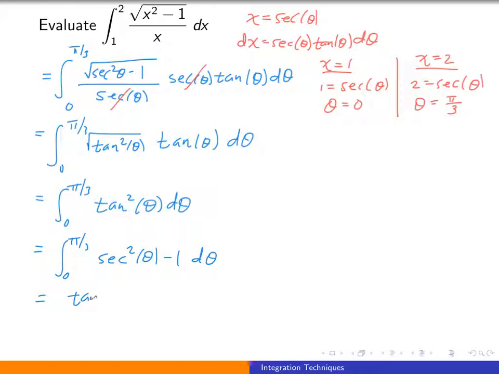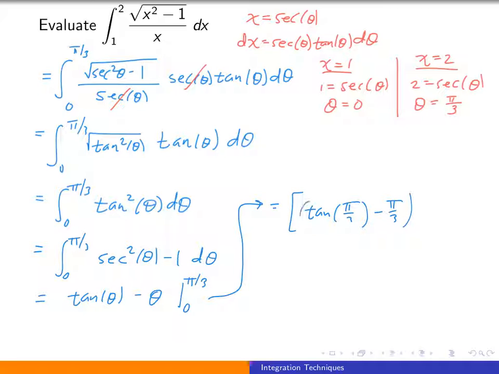So tangent minus theta. And we evaluate from 0 to pi over 3. So we first plug in a pi over 3. So tangent pi over 3 minus pi over 3. Then we put a minus sign and we plug in 0. So tangent 0 minus 0.